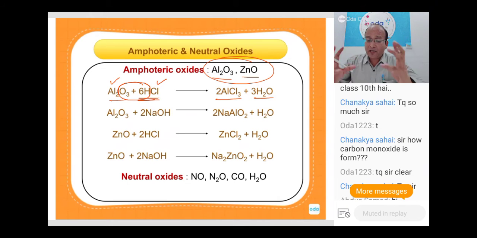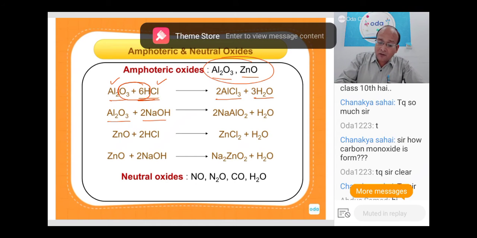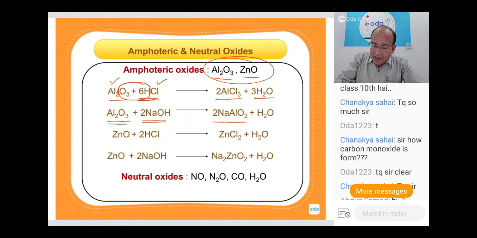So I was telling that amphoteric oxide Al2O3 is amphoteric in nature. It can react with acid. It can also react with bases. Amphoteric will react with both acid and bases. So Al2O3 will react with NaOH also. It will form NaAlO2 plus water.